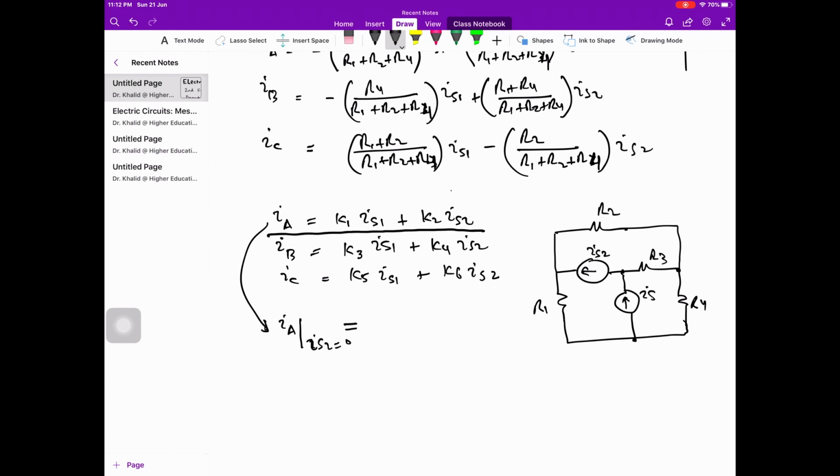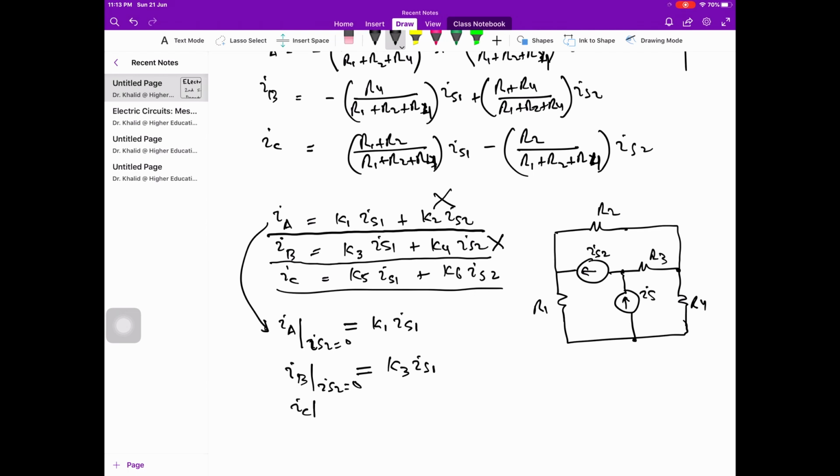When IS2 is equal to 0, the second term disappears, and this is equal to K1 IS1. Similarly, what is IB when IS2 is equal to 0? In the second equation, the second term disappears and it is K3 IS1. Similarly, in the third equation, what is IC when IS2 is equal to 0? The second term disappears, so it is K5 IS1.